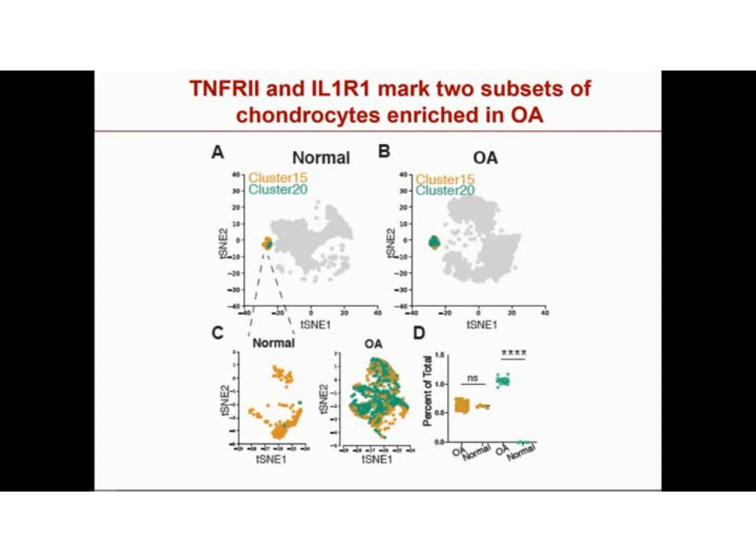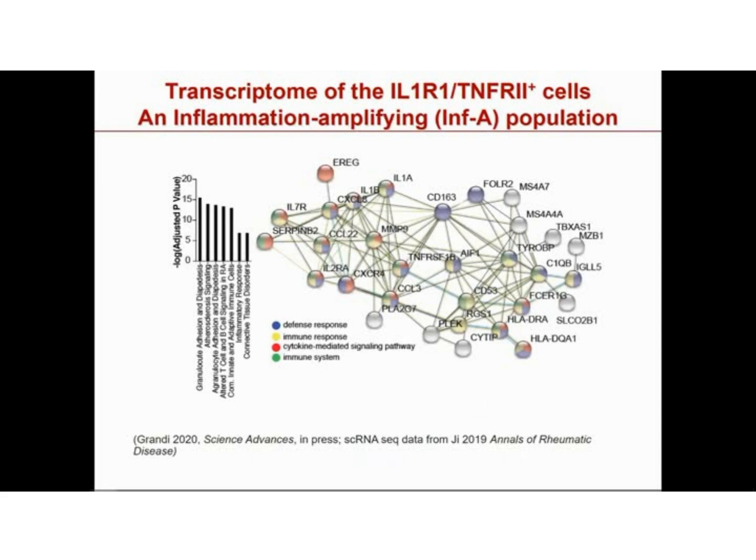We also took advantage of an RNA-seq dataset which had been published in 2019, and from that, we pulled out these double positive cells and looked at their transcriptome. So this is a nice way to show how single-cell RNA-seq data can complement the proteomic data. And what we saw was that these cells were enriched in immune response and in immune system, inflammatory response. And based on this, we thought that this was an inflammation associated or an inflammation amplifying population.